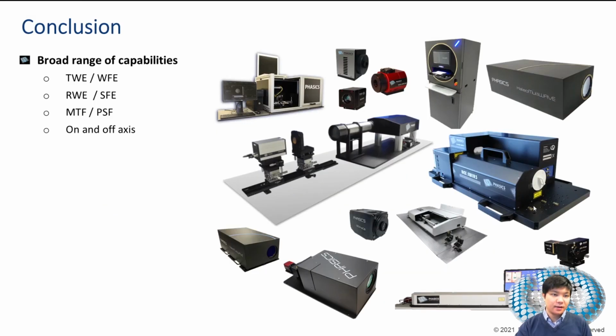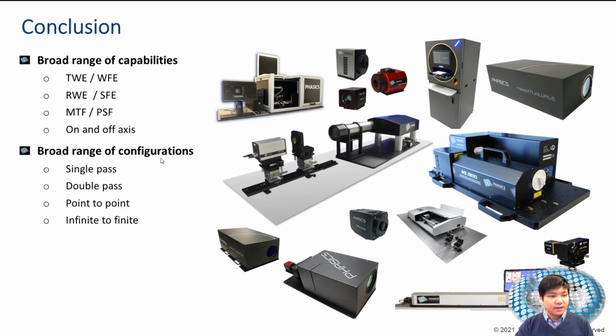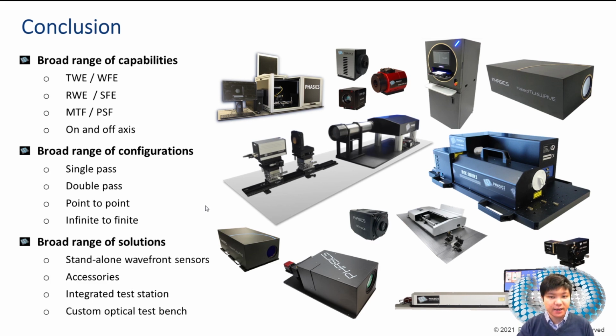So overall, at Phasics, we make systems that can make, of course, measurements in transmission to measure transmitted wavefront error, in reflection for the reflected wavefront errors. As I mentioned in the beginning of this video, we make also interferometers typically. We measure, of course, the MTF and the PSF on and off axis. So we can work in different kinds of configurations, so single pass, double pass, point to point, infinite to infinite. And we have also, in terms of versatility, different levels of integration, from standard wavefront sensors to custom optical test benches.